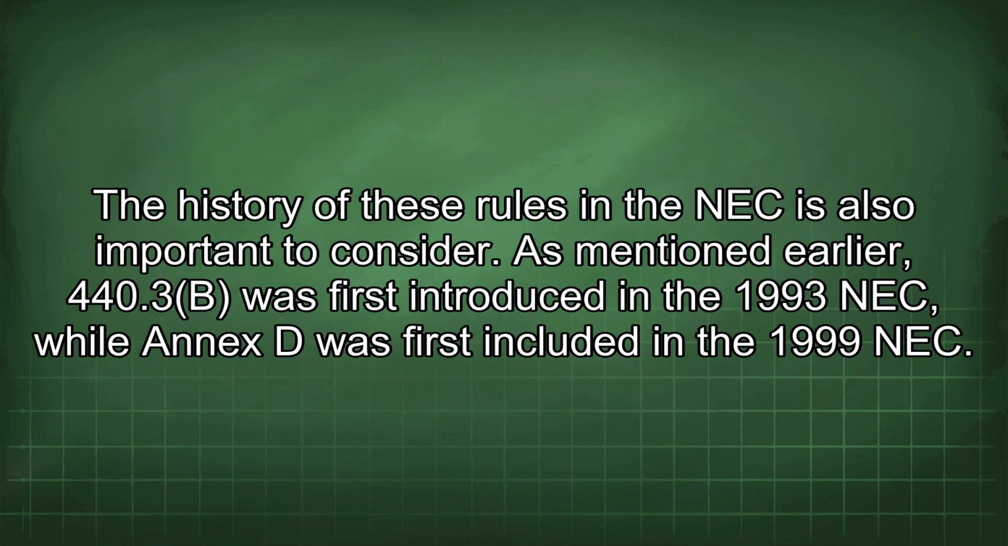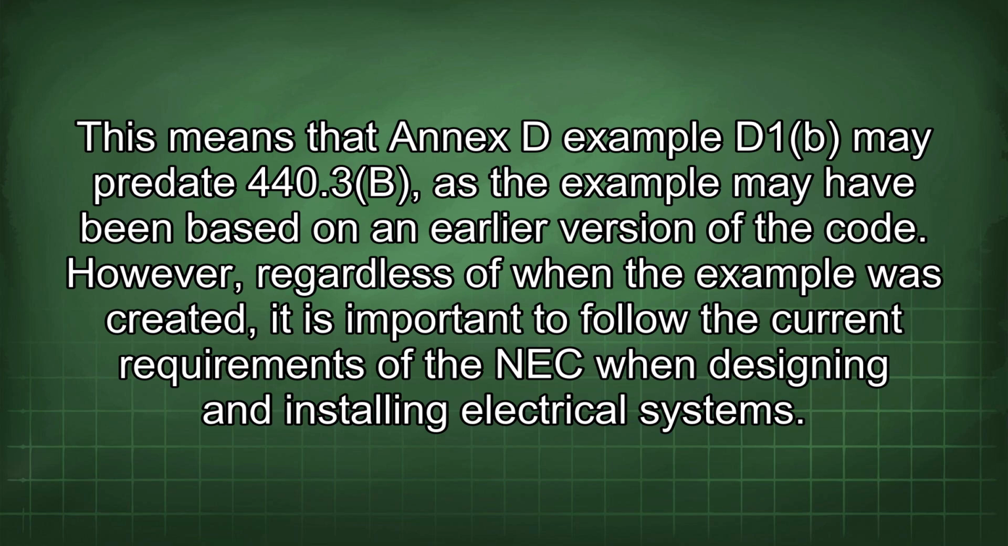The history of these rules in the NEC is also important to consider. As mentioned earlier, 440.3(B) was first introduced in the 1993 NEC, while Annex D was first included in the 1999 NEC. This means that the Annex D example may predate 440.3(B), as the example may have been based on an earlier version of the code. However, regardless of when the example was created, it is important to follow the current requirements of the NEC when designing and installing electrical systems.